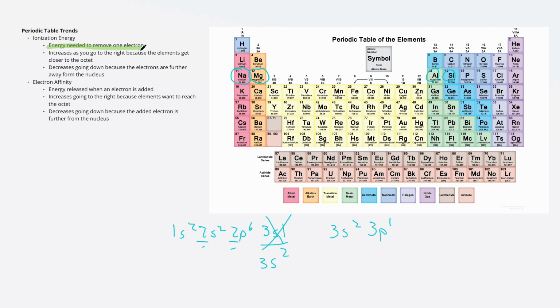So as you go to the right, the elements get less likely to want to lose an electron. So it takes more and more energy to remove that one electron. So as you go to the right, the ionization energy increases.